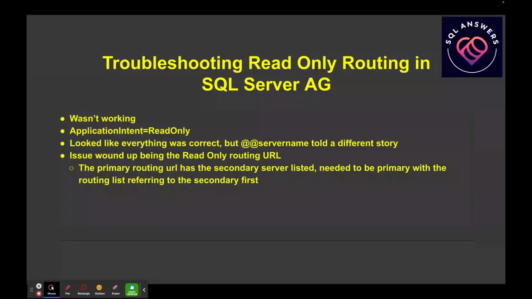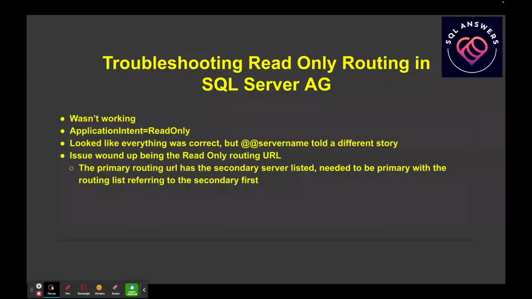In this case, we're trying to get this working, and someone reported that, hey, I'm setting this correctly, but when I run the @@SERVERNAME command, which is this command right here, it's coming back as the primary. What's going on? So it wasn't working. I replicated the problem, and I kept checking everything over and over, and it was a very subtle issue where the read-only routing URL, which was on the primary, was actually set to the secondary. So it was confused, and it would just route to the primary every time.